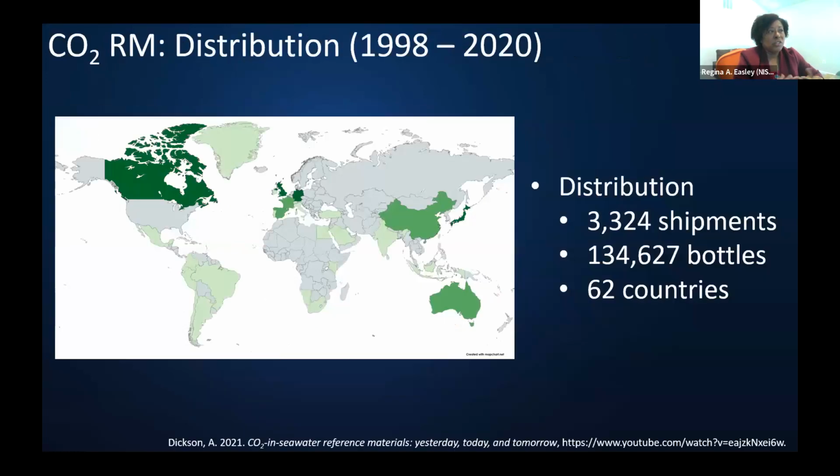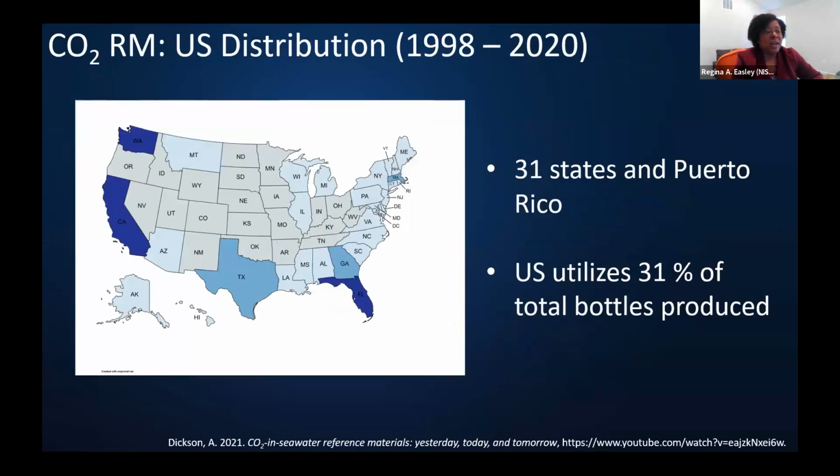In terms of distribution, I just wanted to highlight the global need for these materials. Over the course of about 20 years, this figure is taken from a talk given by Dr. Dixon on seawater CO2 reference materials. Basically over 134,000 bottles have been shipped to 62 countries. If we just look within the US, we'll notice that 31% of the total bottles were shipped just within the US, and the highest users of these materials here are in California, Washington, and Florida.